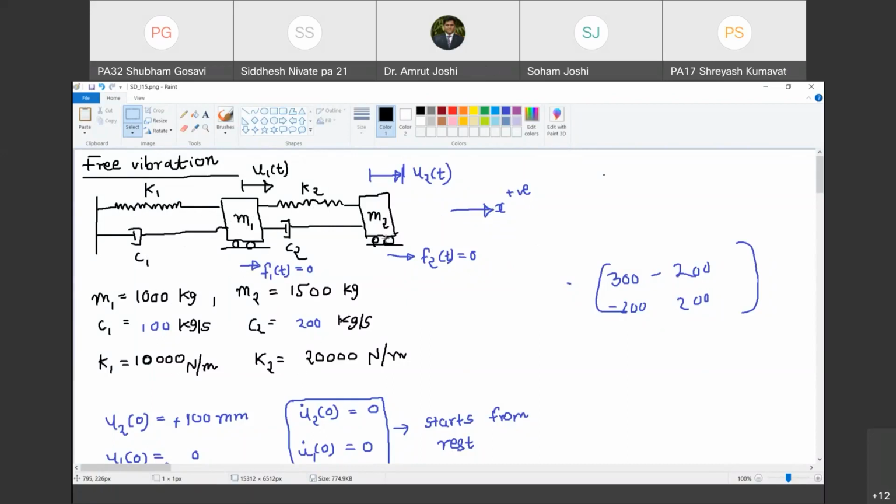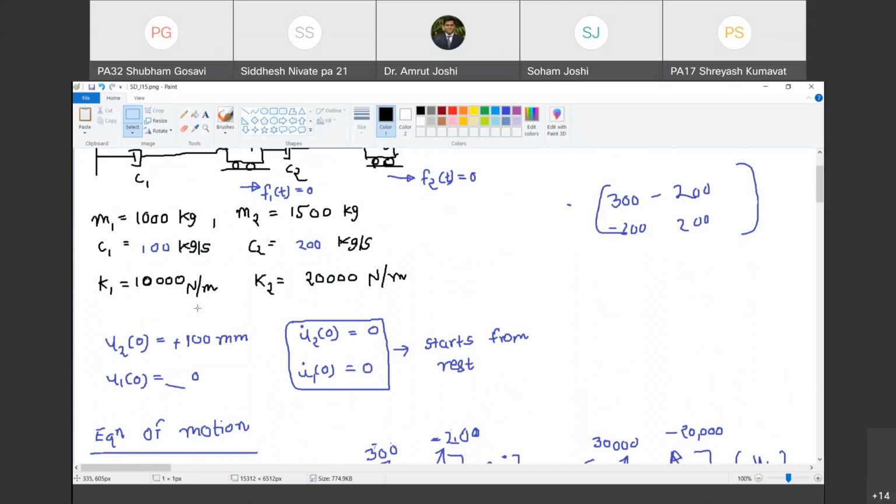Are you with me? 2 degrees of freedom we are monitoring. One is u1 of t, that is x directional deformation of mass m1 at time t, and x directional deformation of mass m2 at t is u2 of t. ये 2 degrees of freedom हम monitor कर रहे हैं. Are you with me? Yes, sir. And f2 of t is given as 0, f1 of t is given as 0.